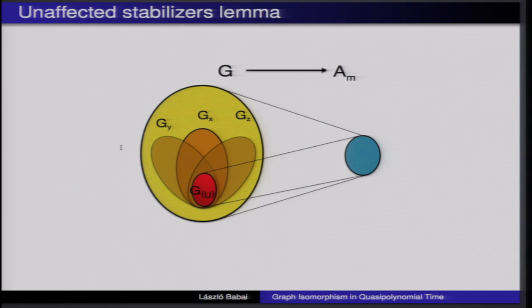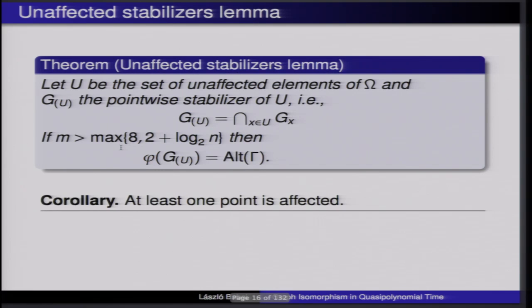So this should already smell a little bit counterintuitive, but let me mention an obvious corollary to this: that at least one point is affected. Now, why? This is just a test if everybody is still awake. Not the empty set, the one-element set. Yes, right. If no point was affected, then that would mean that this set here consists of the identity only, and that, of course, cannot map onto a substantial size alternating group.